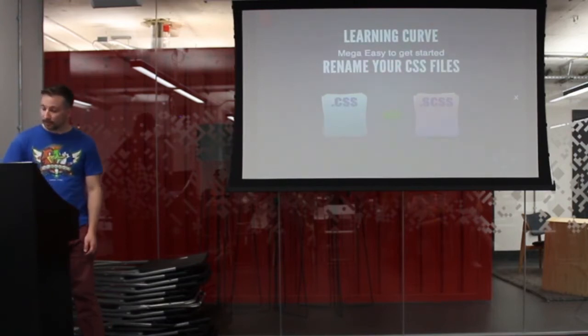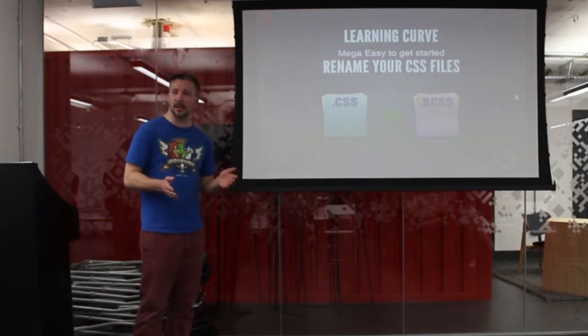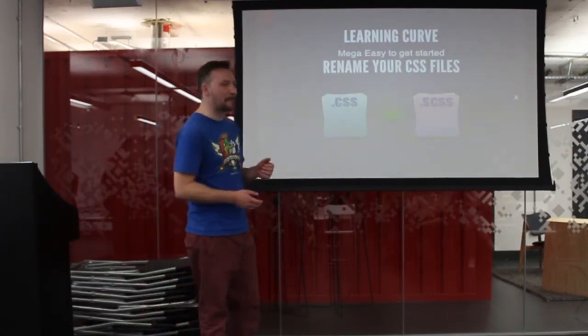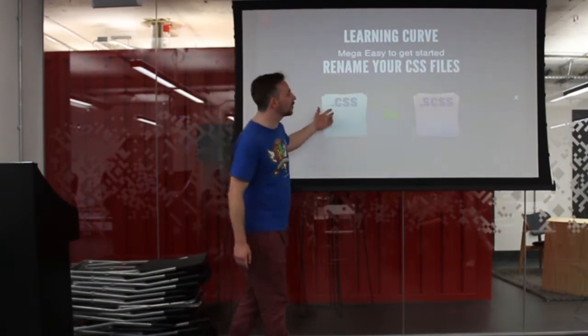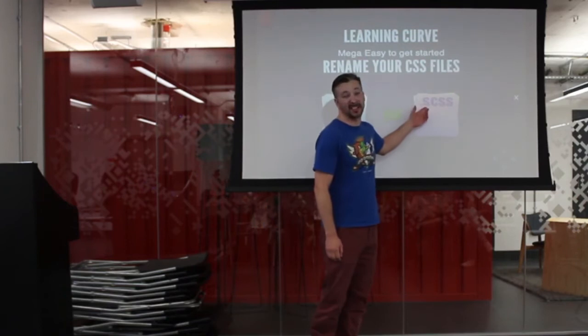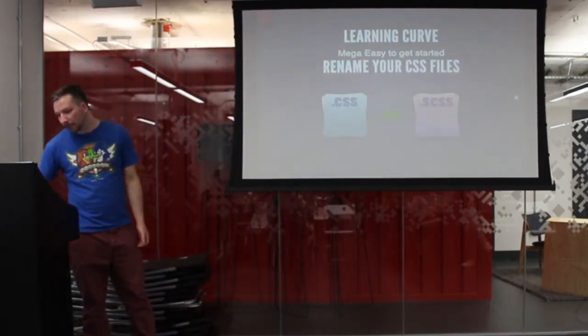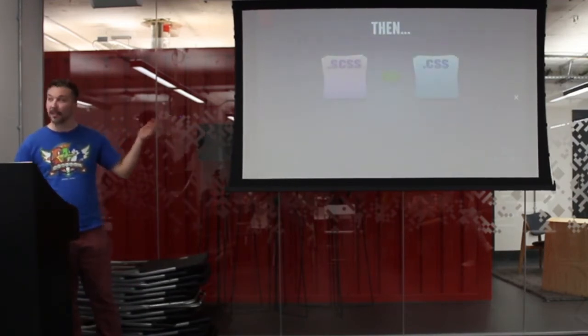Right, learning curve. It's mega easy to get started, it really is, like I was saying before. It's literally your normal CSS code, and everyone here uses CSS, yes? Yeah? Good. Done. And like I say, you've got the CSS file, all you do is put an S there, that's really it. And you're good to go. The program will find it, and it will compile it from CSS to CSS.